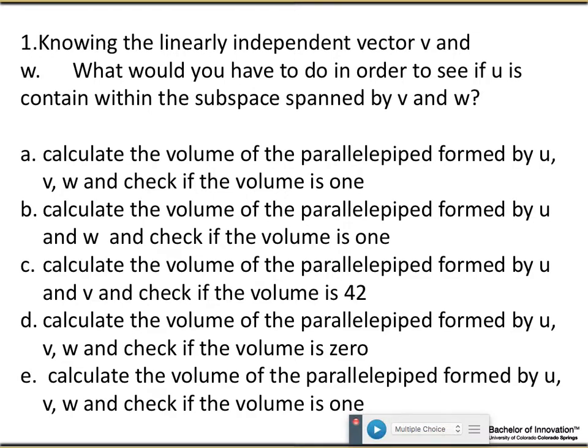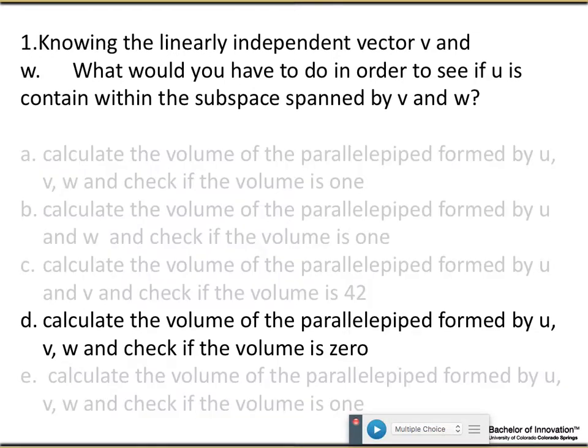Okay, most people did get this one. The correct answer was D. Calculate the volume of the parallelepiped formed by U, V, and W and check if the volume is 0. This is really just because V and W form a plane, and if U is in that plane, then the volume will be 0 because they're all in the same plane, right? Which is really why the answer is D, so you compute the volume through that.